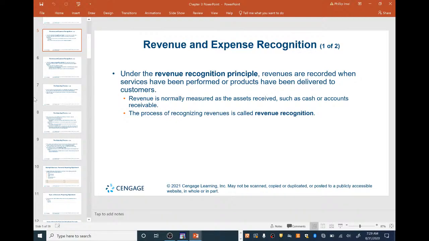So let's talk about revenue and expense recognition. Let's just talk about these two terms one more time. These are terms from chapter 1. So remember, both revenues and expenses are going to be elements that we account for. These elements affect the accounting equation. If you recall, revenues are going to be original credit balances, and expenses are going to be original debit balances.